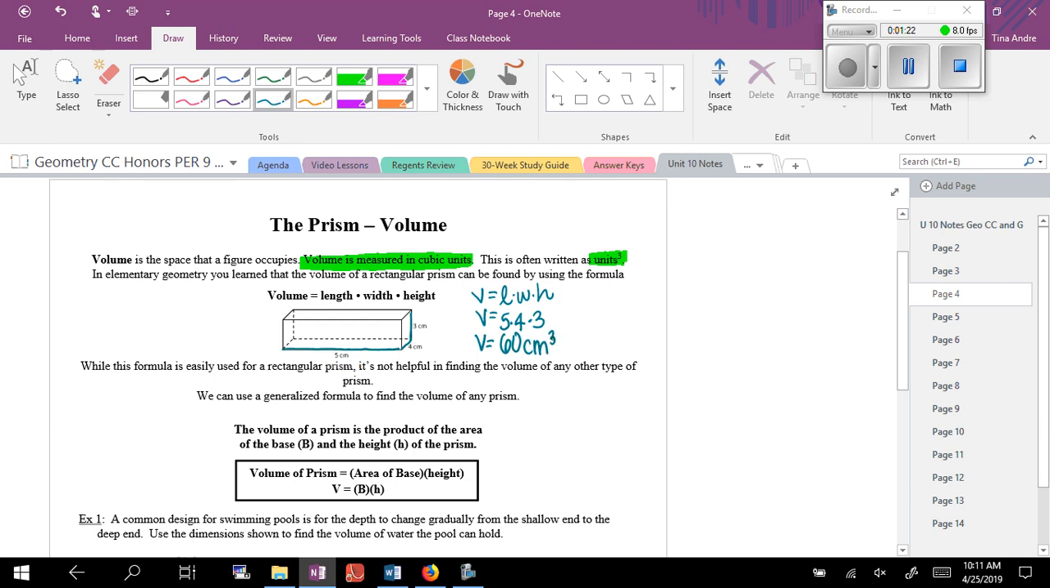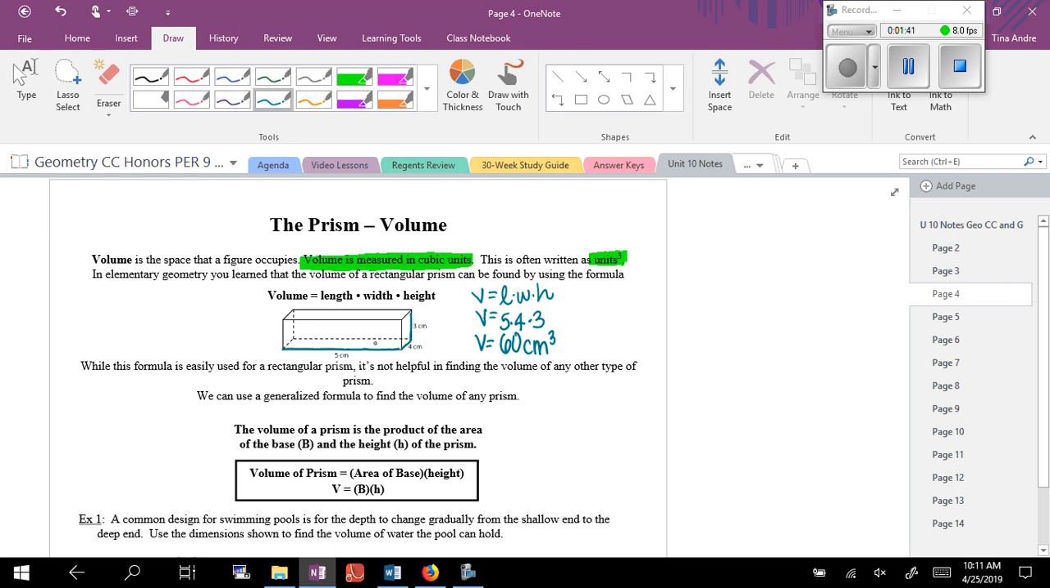In geometry, we're going to extend prisms to being able to find the volume of a hexagonal prism or a triangular prism or a trapezoidal prism. So we're going to change the bases. They won't necessarily just be rectangular prisms or a box. We're going to look at different shapes for the bases.